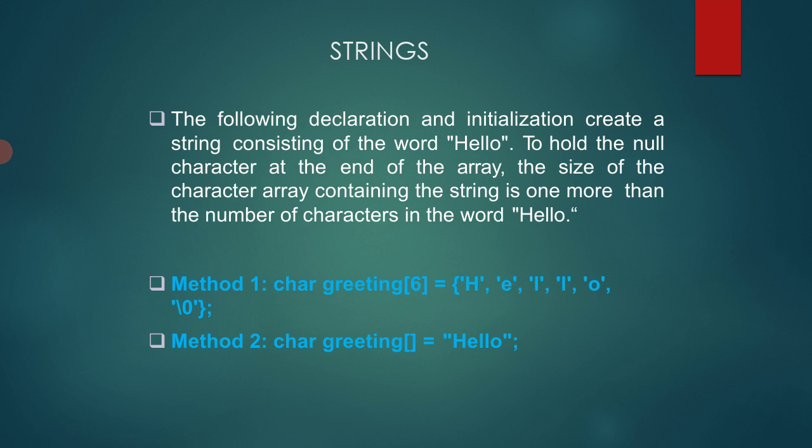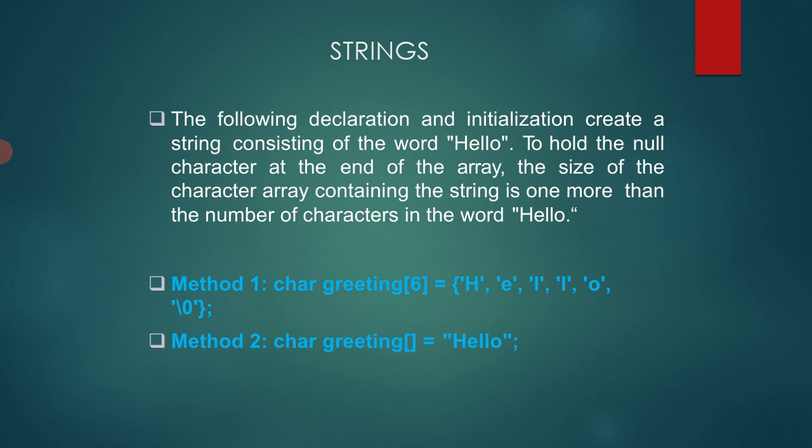Now what is a string and why do we use a string? A string is a combination of characters. So when we combine the characters, it becomes a string. I have just taken an example of a string, hello. So hello is a string. Whenever you have to write a string, we always write the string in double quotes. The following declaration and initialization create a string consisting of the word hello. So hello is a string, your name is a string, college word is a string, Arham name is a string.